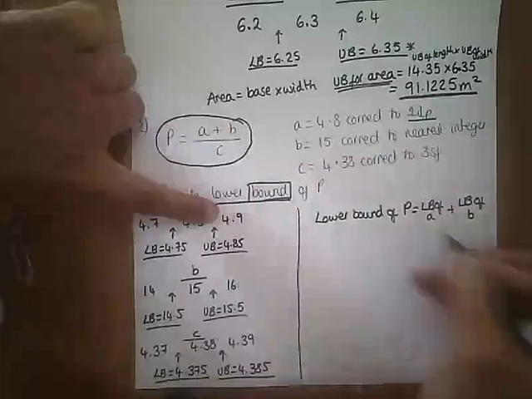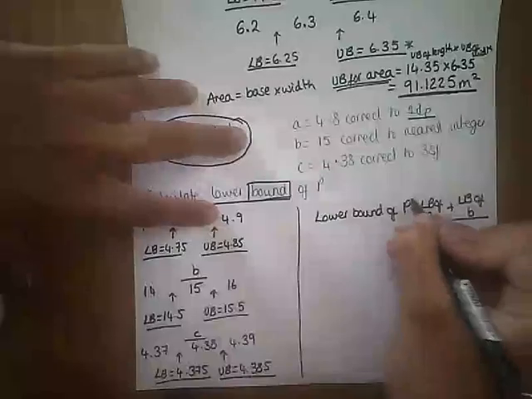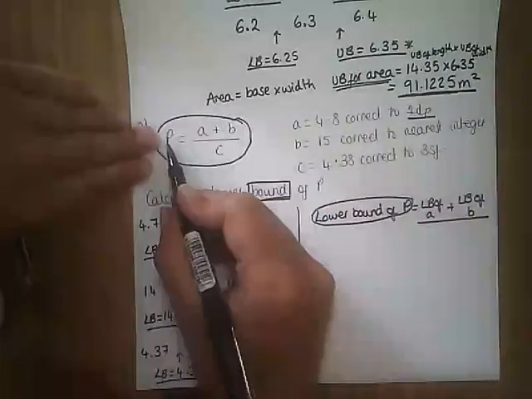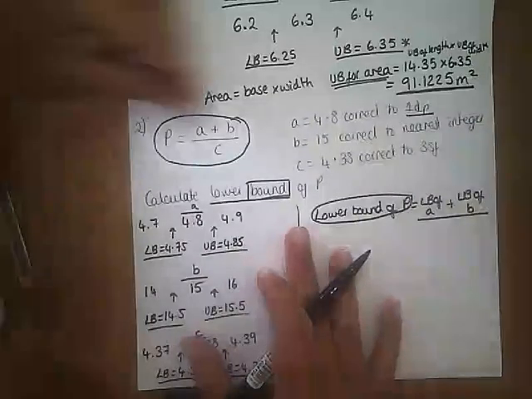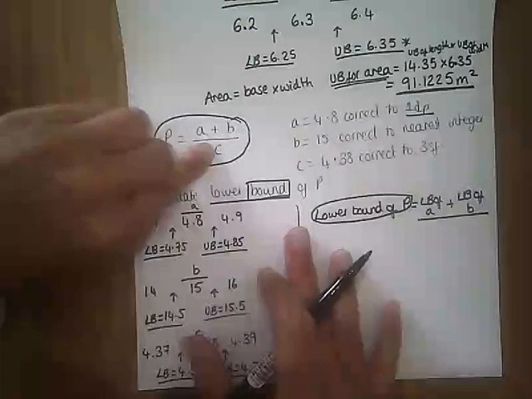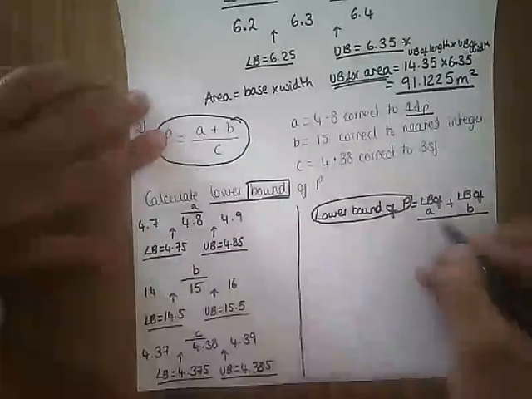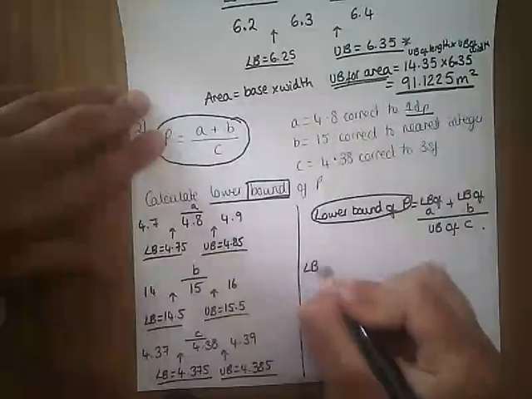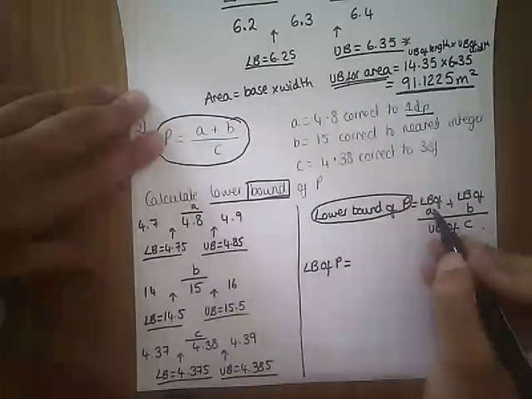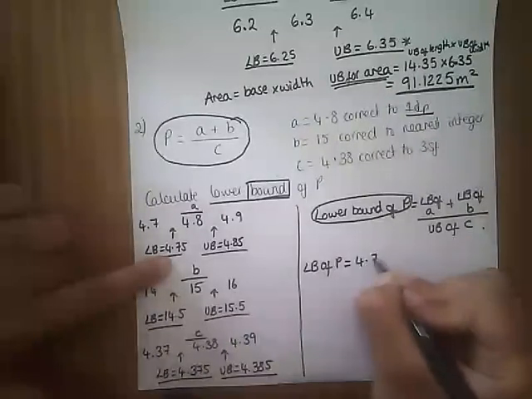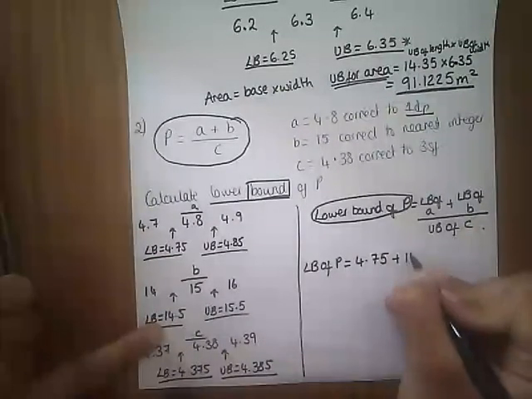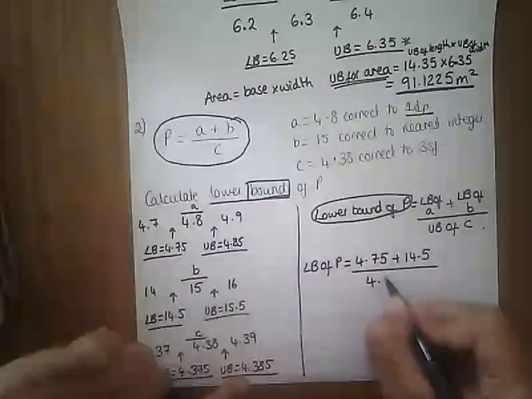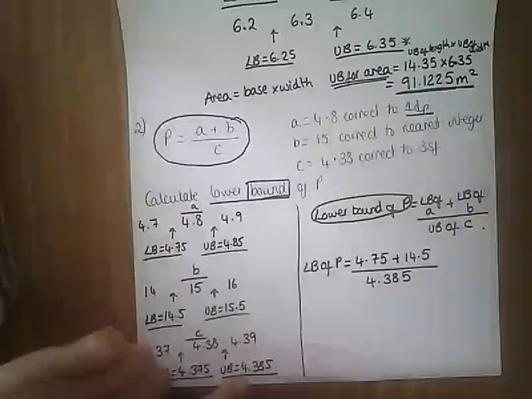Now, what do I need to divide it by in order to get the lowest possible value of P? Well, you're sharing the smallest pizza between the most people. That will give you the smallest amount of pizza. So I need to divide it by the upper bound of C. So to get my lower bound of P, I've got to do my lower bound of A, which is 4.75, plus my lower bound of B, which is 14.5, divided by my highest possible value of C, so my upper bound of C, which is 4.385.